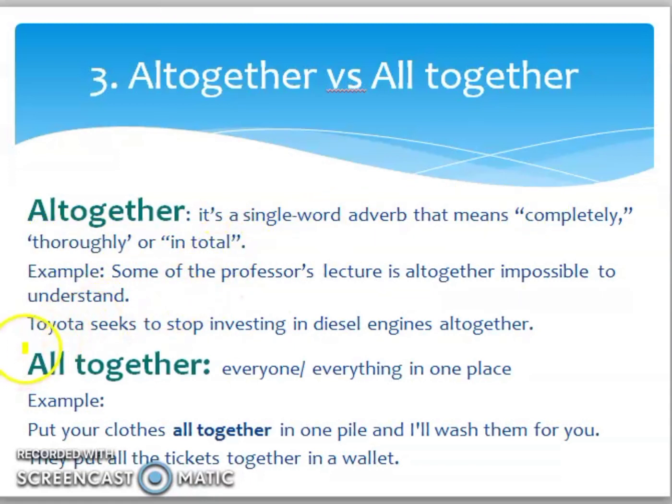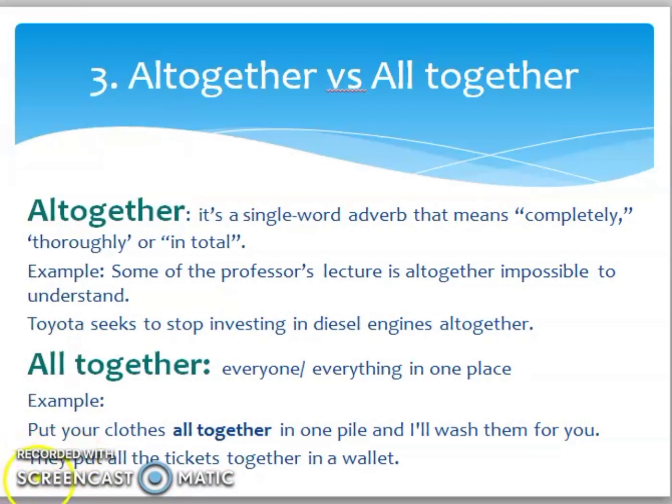The second example, Toyota seeks to stop investing in diesel engines altogether. Altogether means in total, completely. Okay? Now, all together with space means everyone, everything in one space or one place. Example, put your clothes all together in one pile and I will wash them for you. All together means in one place.